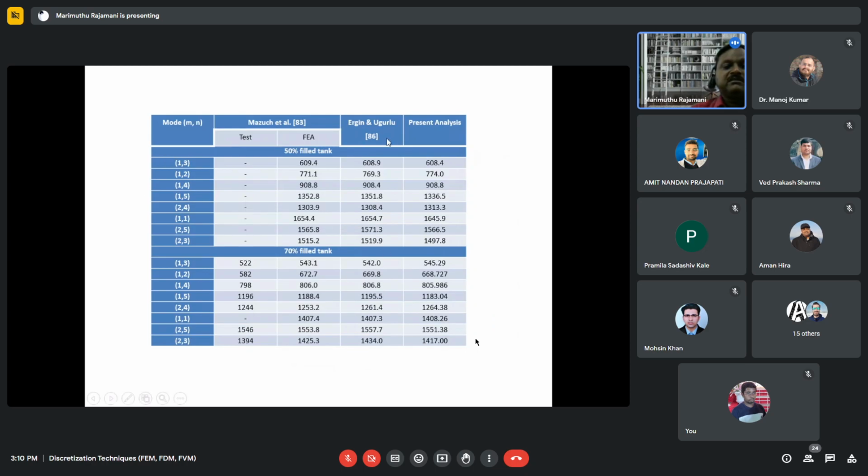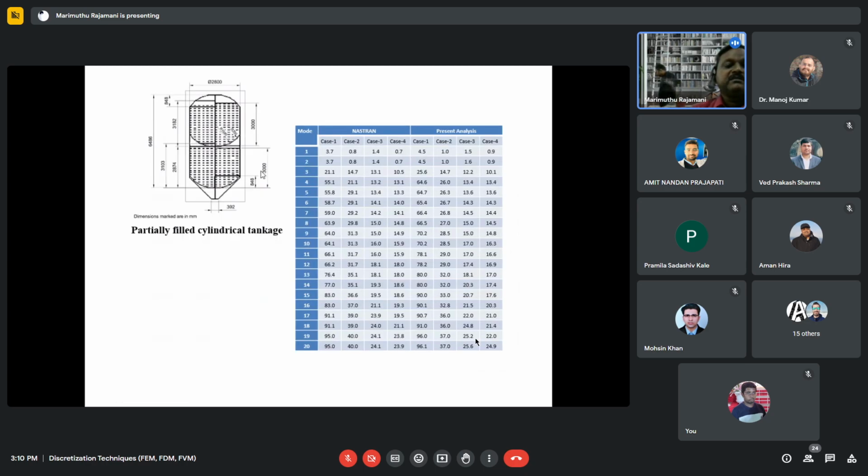Okay, this is the 50% filled and 70% filled case, and this is a sample liquid tank used in a launch vehicle, where liquids are filled in both the tanks, and it has been studied for 4 different cases. Results have been compared with the non-commercial code.